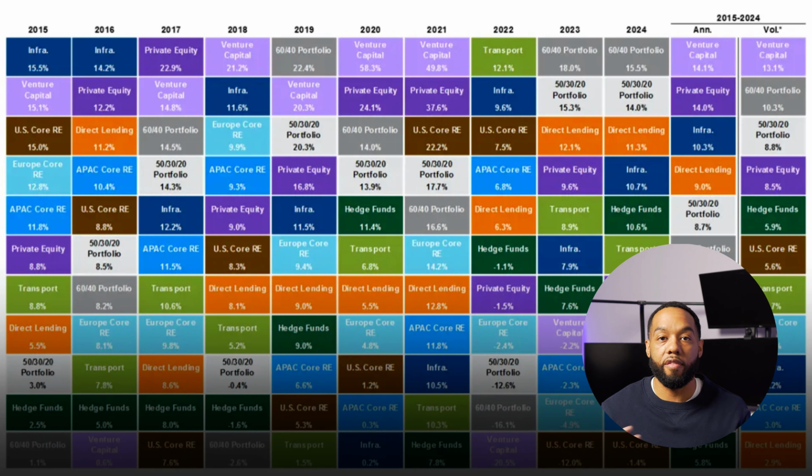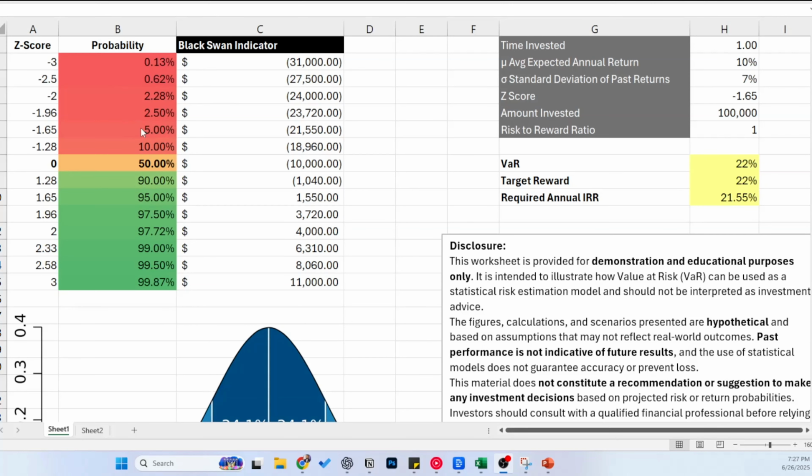This is telling us that there's a 5% chance that I'm going to lose $21,550. Said another way, there is a 95% chance that I won't lose this amount of money. Now, if we look at the bottom side on the positive end of the bell curve, we see that the numbers go positive.